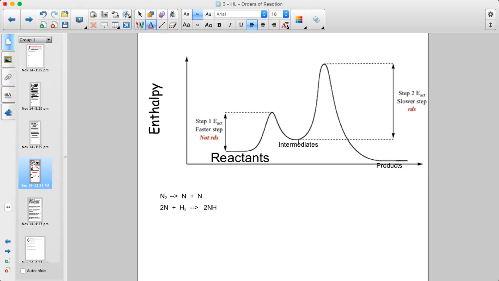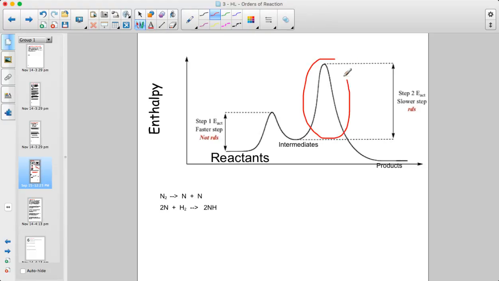And this hurdle for the intermediates up to the top, this is the second activation energy, and that's why this is called the rate determining step. So this is a much bigger amount of energy required, and so that becomes the rate determining step. So it's just a way to illustrate with a graph why the second step would be rate determining for this reaction mechanism.